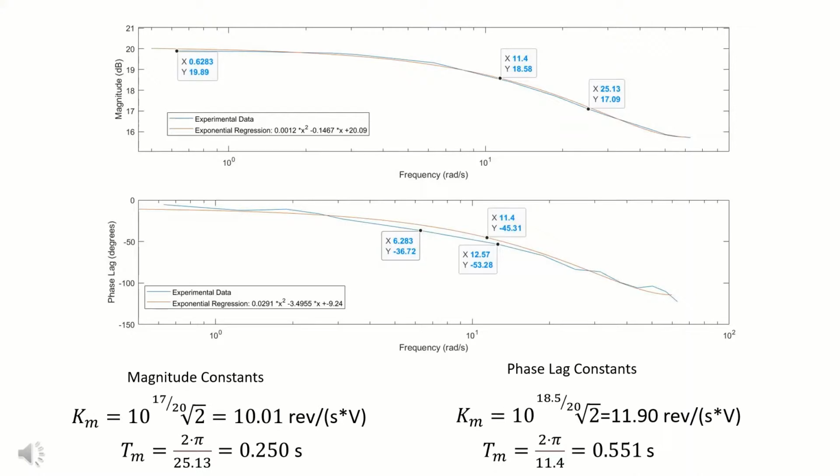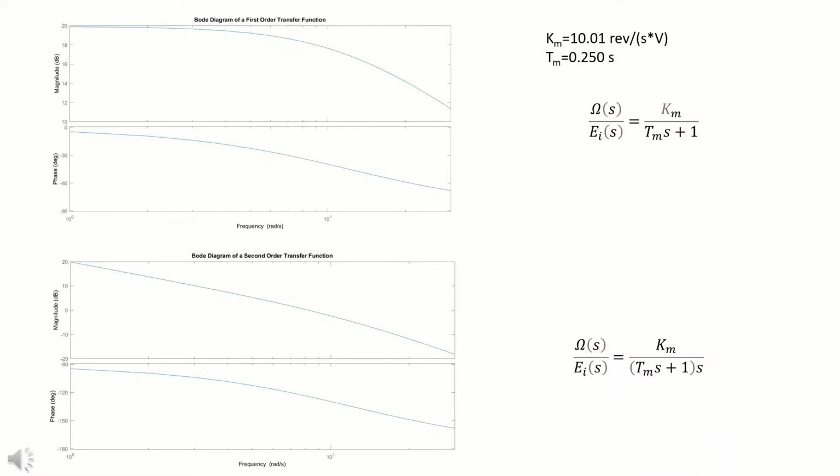On this slide are the Bode plots of a first and second order transfer function using the motor constants obtained from the magnitude plot. Based on the relative agreement between the time domain constants and the frequency domain constants, and the agreement between the first order Bode plot and the Bode plot from the experimental data, the first order system appears to be valid for an approximation.